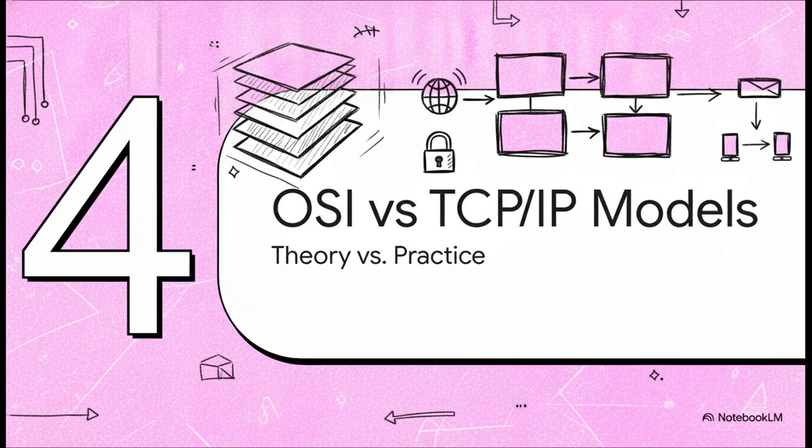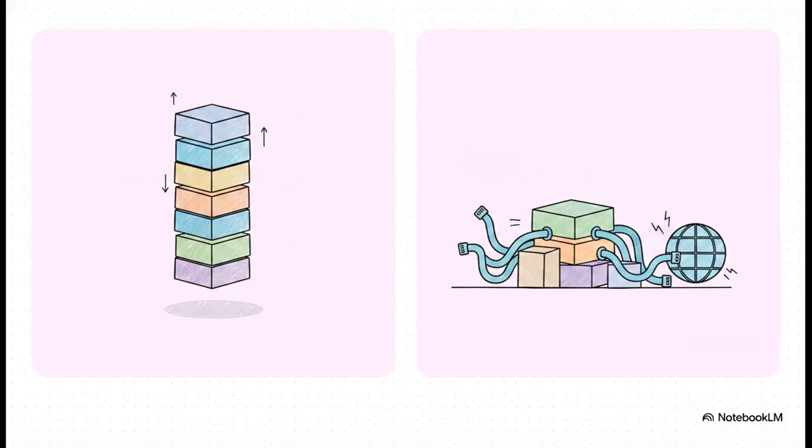Which brings us to Section 4, OSI versus TCP models, or theory versus practice. So while the OSI model is this nice 7-layer theoretical framework with strictly independent layers, the TCP/IP model is a 5-layer practical implementation that was actually developed by the Department of Defense. And TCP/IP is the protocol stack that runs the global internet today. Because it cares way more about practical function than strict, rigid boundaries, TCP/IP actually integrates functions, like that data formatting and encryption we just discussed, directly into its top-level application layer.